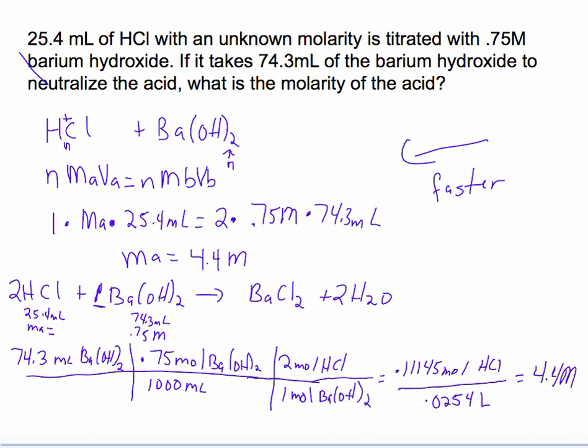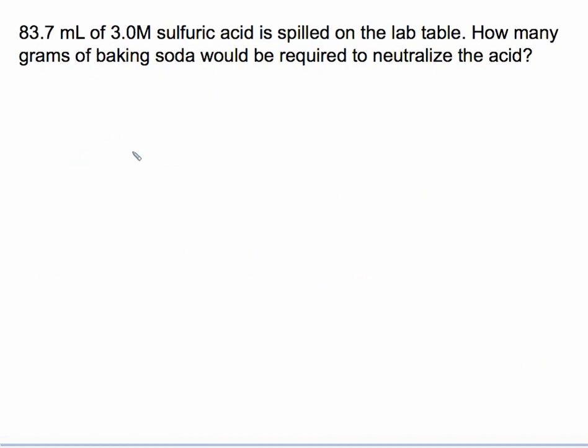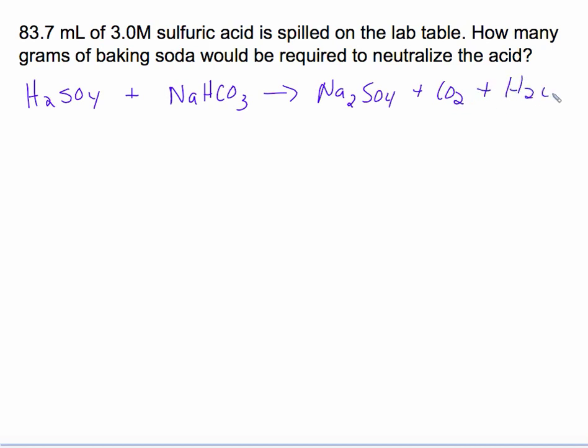Okay, but sometimes you don't have an H plus and an OH to do it. So here's another example where you can't do it like that, even though it's a neutralization problem. So we have some sulfuric acid, and you spilled it on the lab table, but you want to neutralize it with baking soda, which is sodium hydrogen carbonate or sodium bicarbonate. Now what that does is produce sodium sulfate plus CO2 gas plus water.